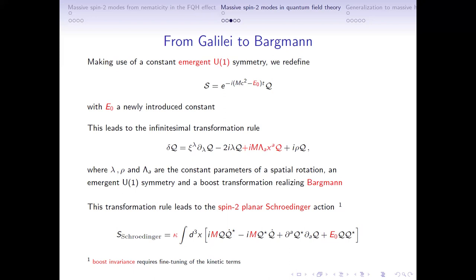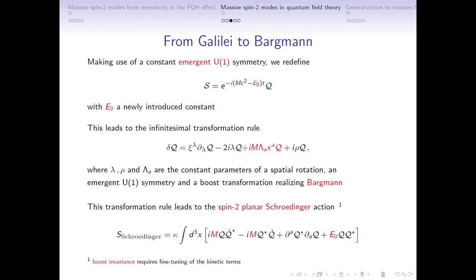And so if I would stop now, I really have literally taken the conjecture to the Galilei algebra, but I really want to get to Bergman, otherwise we'll never make a massive mode. And the way to do that is that I have to make one more redefinition, which is kind of funny. I make use of the fact this only works for complex fields.